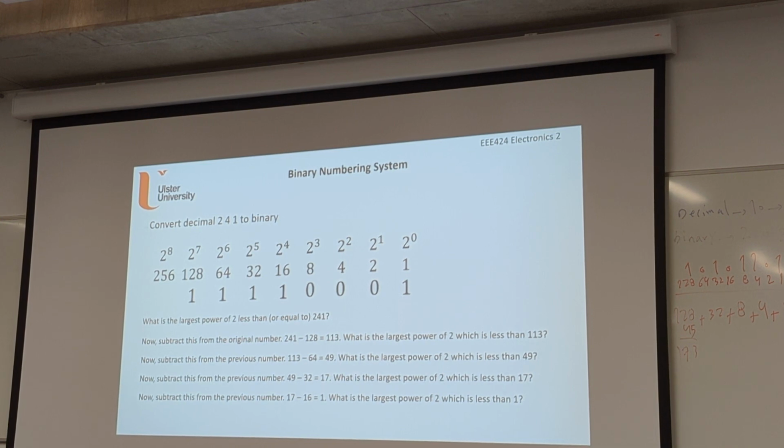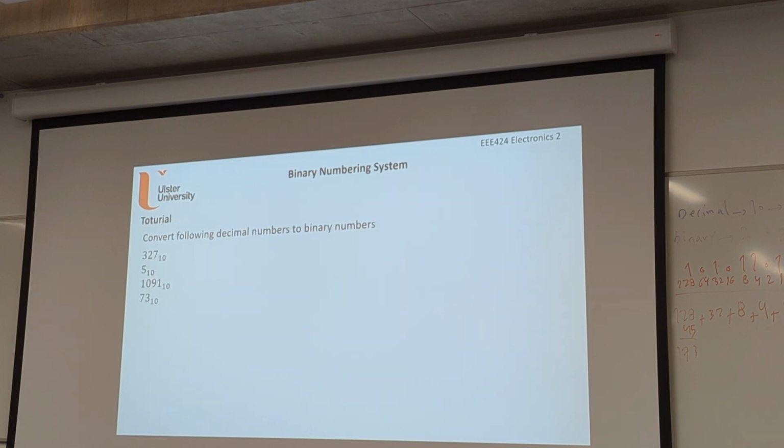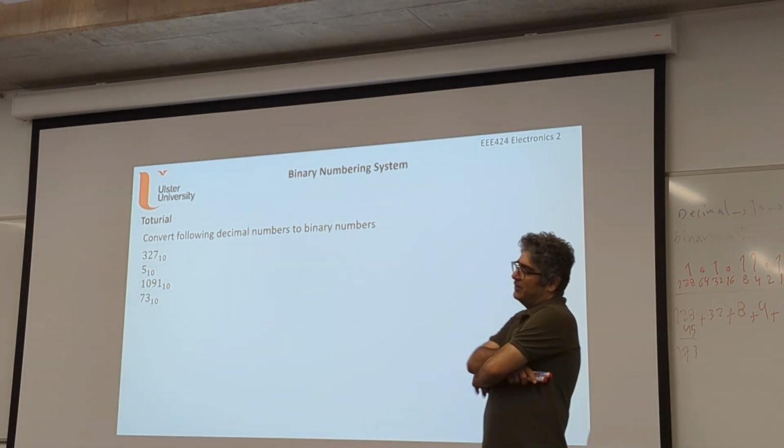So we have two ways to calculate the binary numbers from decimal. You can use both of them or either of them in the exam. So, I want to ask you the last one. Convert 73 to binary.